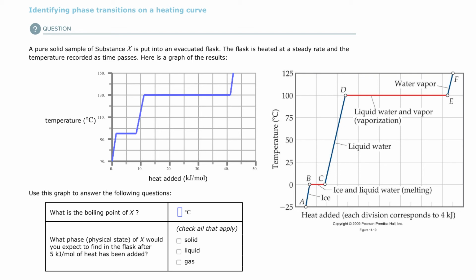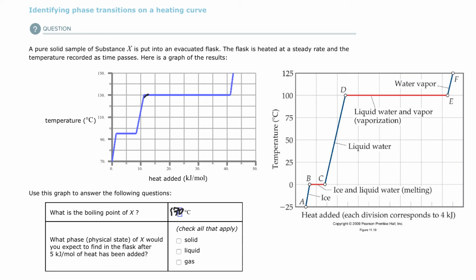If you add any energy from here, this is still a liquid at 130, and then you add more energy, it stays 130, but now it's no longer liquid, it's gas, and if you increase the energy to it, the gas can get hotter and hotter and hotter. So you can have 1,000 degree gas or 10,000 degree gas. Okay, so this is saying, what is the boiling point of X? Well, you go from here, and that is 130 degrees Celsius.